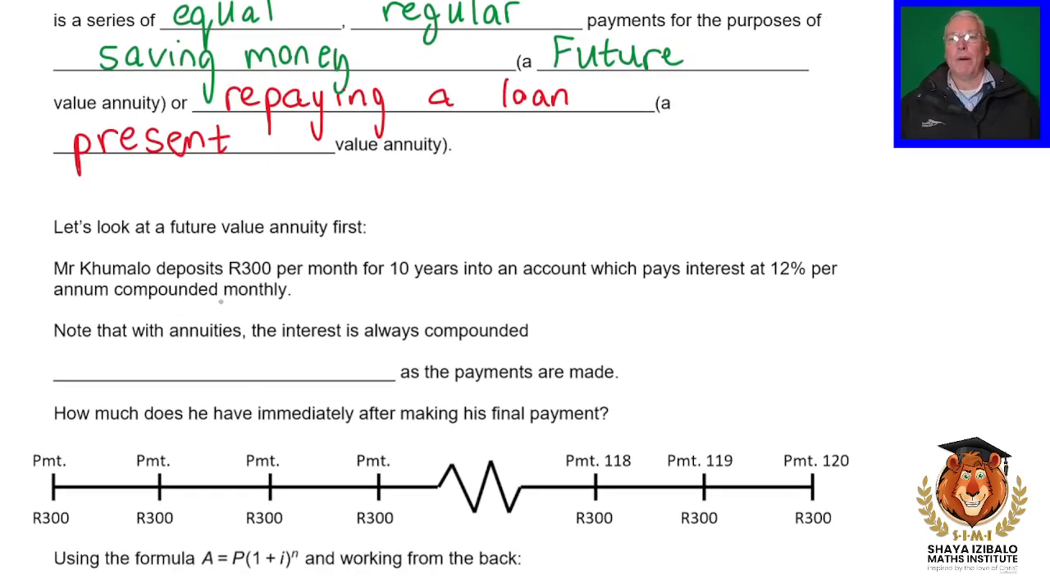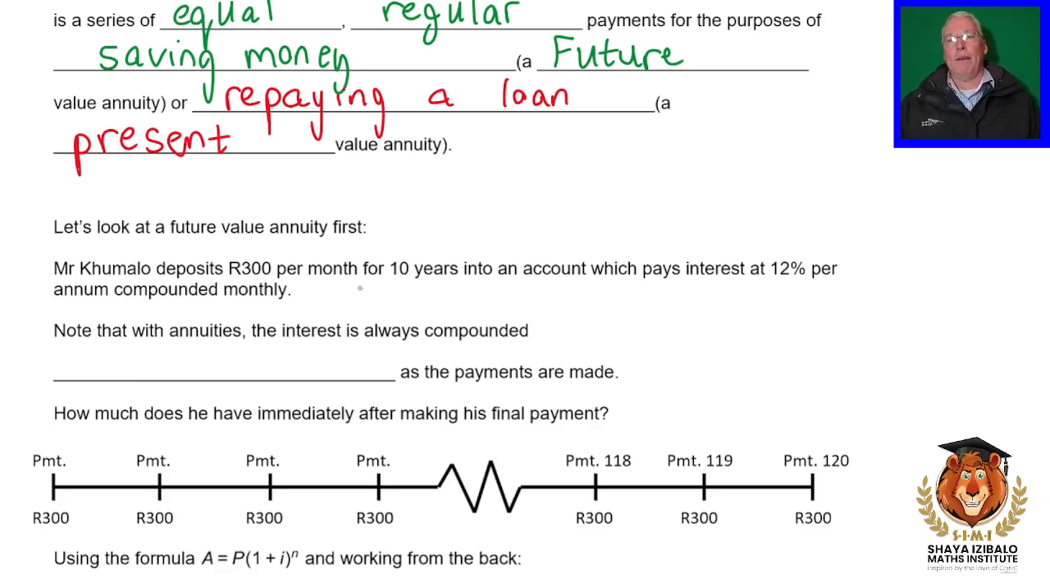Mr. Khumalo deposits 300 Rand per month. Right, that's a really common idea in terms of saving. And the reason that people would do that is that we get paid salaries per month. Most people get paid per month. So they would try and save something each month.